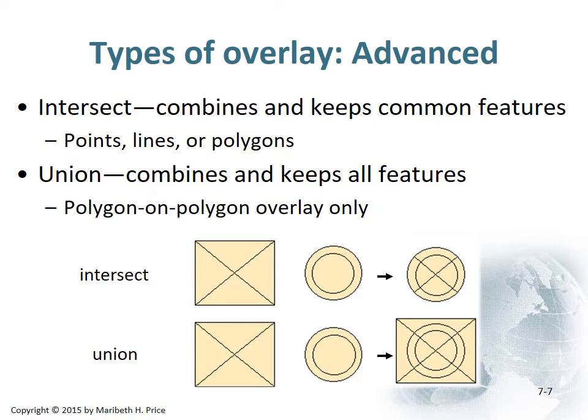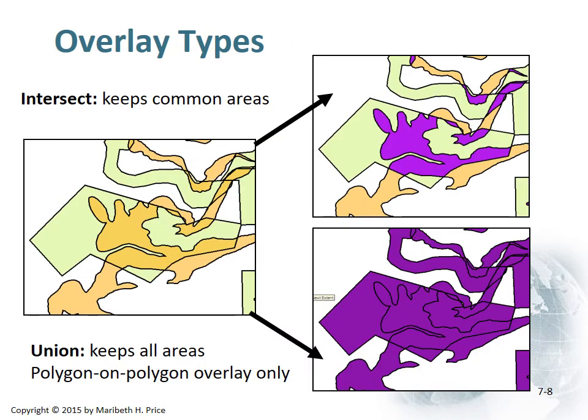Union only applies to polygons, and it keeps everything. Intersect only keeps the common features between the inputs, but a union keeps all possible combinations of all the input. So intersect, keeping common areas. Union keeps everything. The purple in this diagram in the upper right is the result of the intersection. It's the common areas between them, and the union on the bottom is keeping everything.